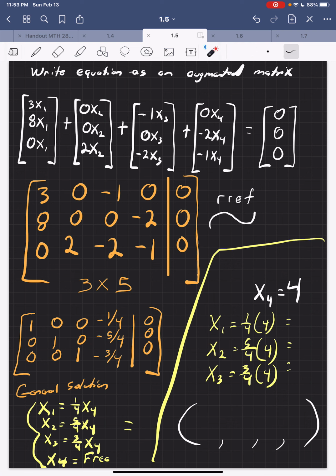So are you ready? This is the solution. Remember, this is x sub 1, x sub 2, x sub 3, x sub 4. Now, x sub 4 was free, and you chose 4, so that's already been defined. After a little bit of arithmetic, 1/4 of 4 is 1, so x sub 1 is 1. 5/4 times 4 is 5, so that's your x sub 2. And 3/4 times 4 is 3. That's your x sub 3.